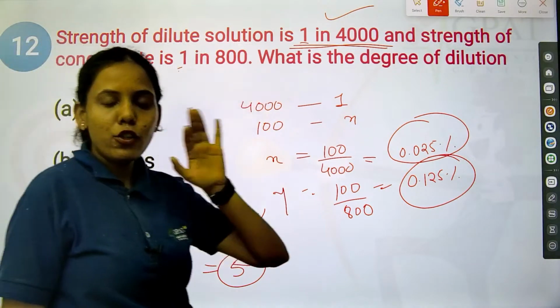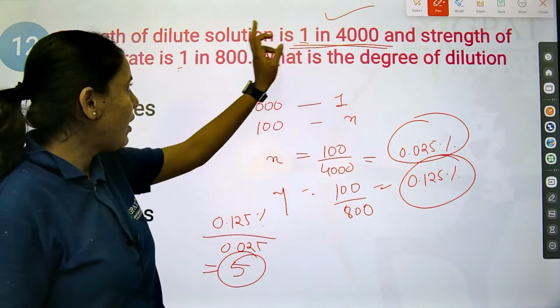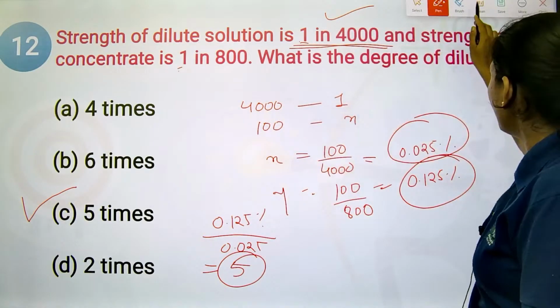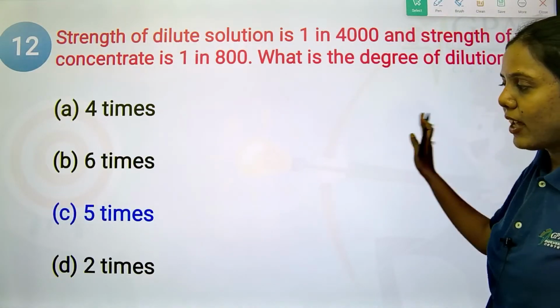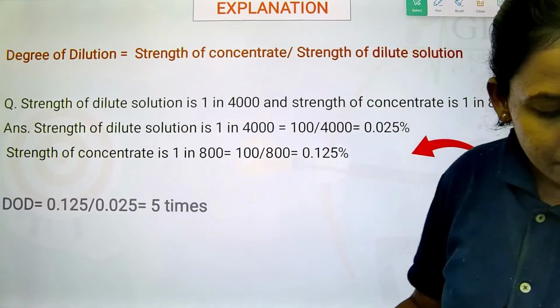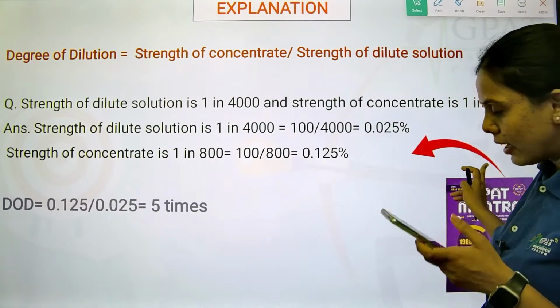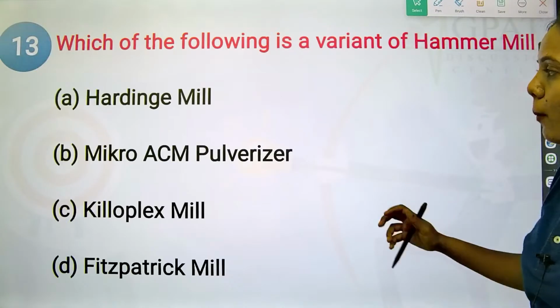By looking also you can solve, but what if here the value is different? So that is nothing but degree of dilution. Okay. So option C, 5 times, is the right answer. Very good, Sushil, Karthik, Sana. Right, very good. So this is the formula, remember.